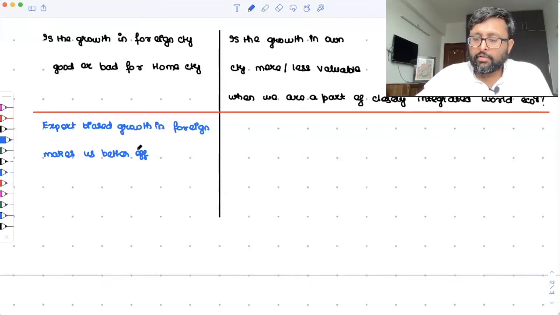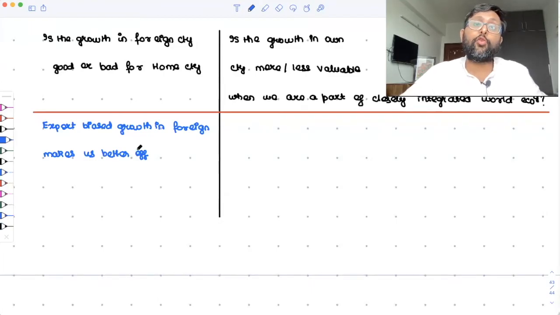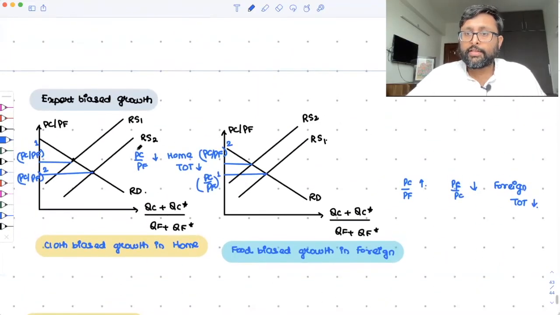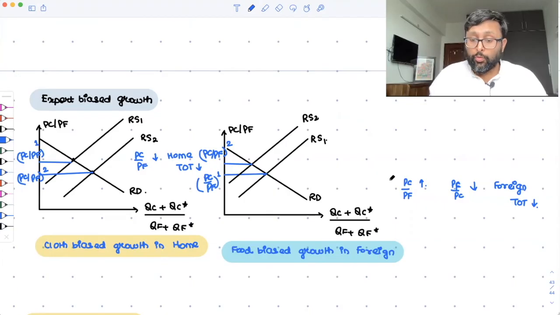When there is a food bias growth in foreign, PC by PF is increasing. So their terms of trade is going to fall. And because of their food bias growth, PC by PF is increasing. So that means it's good for us. PC by PF increasing means price of export upon price of import for the home country is going to increase. It is good for us. So it is going to increase the terms of trade for the home country.